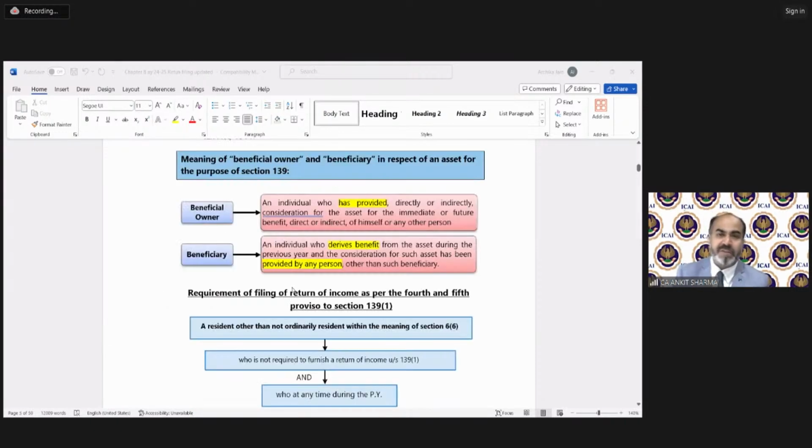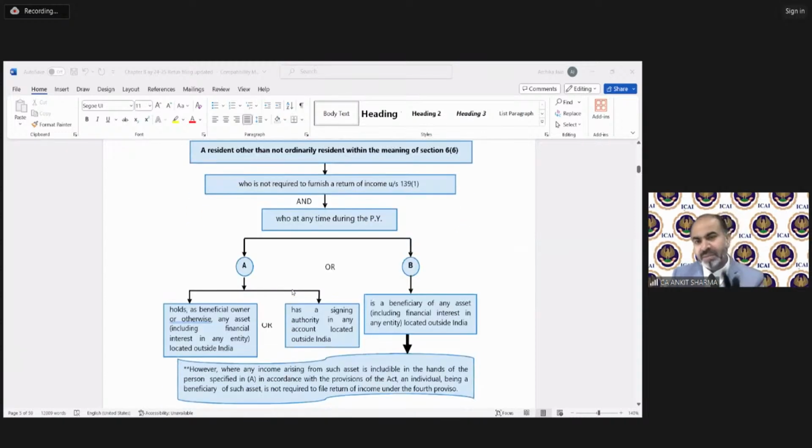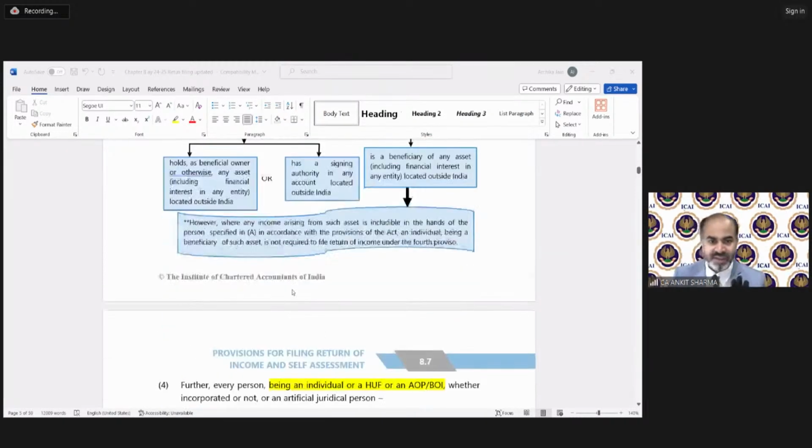So the meaning of beneficial owner and the meaning of beneficiary have been explained over here. You can read it, of course. These are theoretical provisions. This is a summary of the provisions that we have discussed till now.